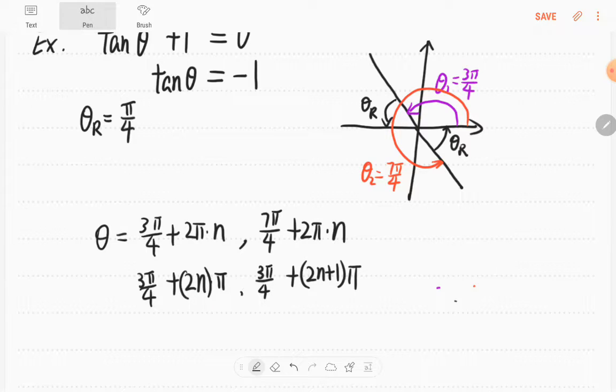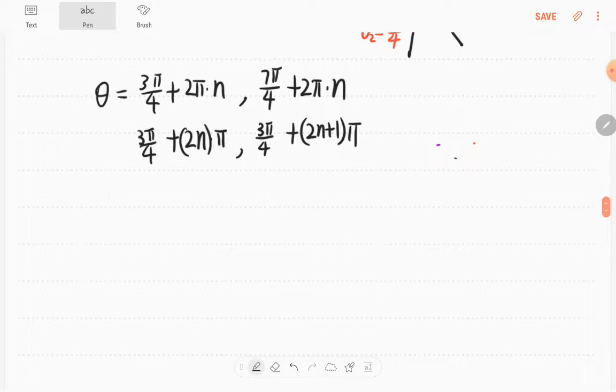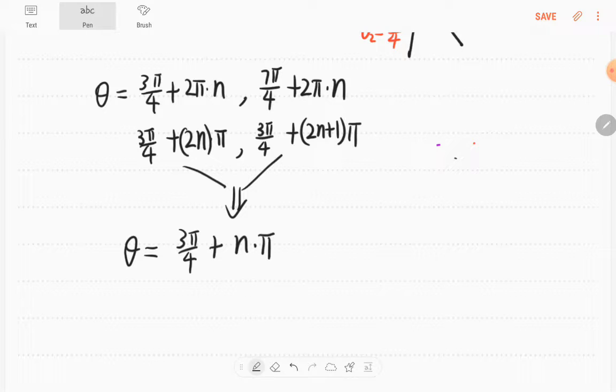So we can combine these two to get our theta to be 3 pi over 4 plus n times pi, right? Even number plus the odd number would be all the integers. So n equals 0, plus minus 1, plus minus 2 and so on. So this is your general solution.